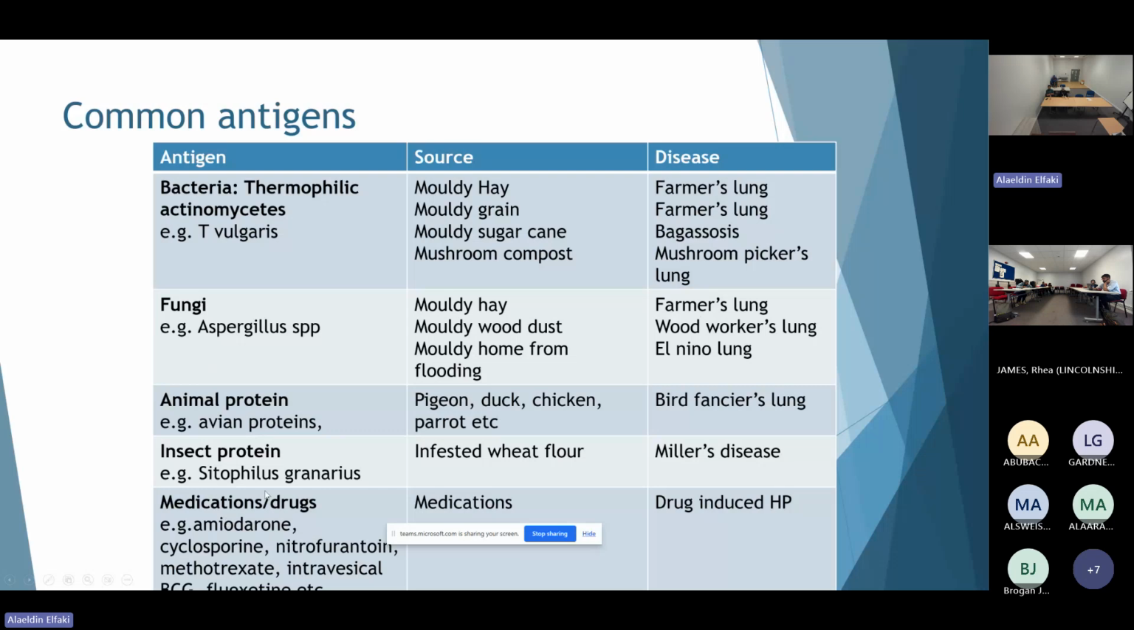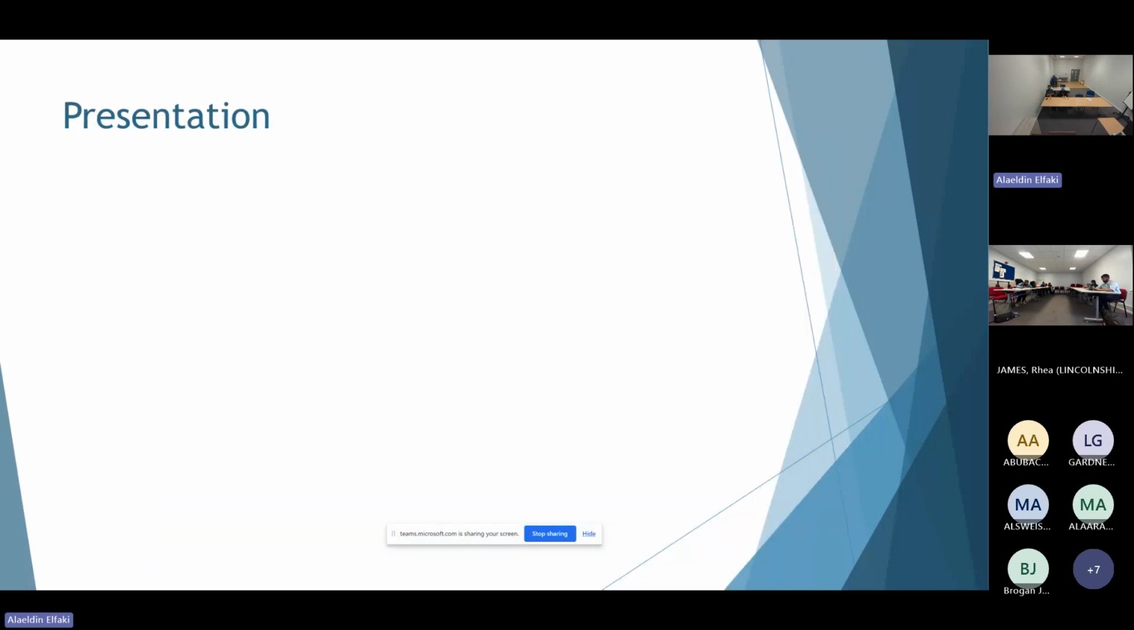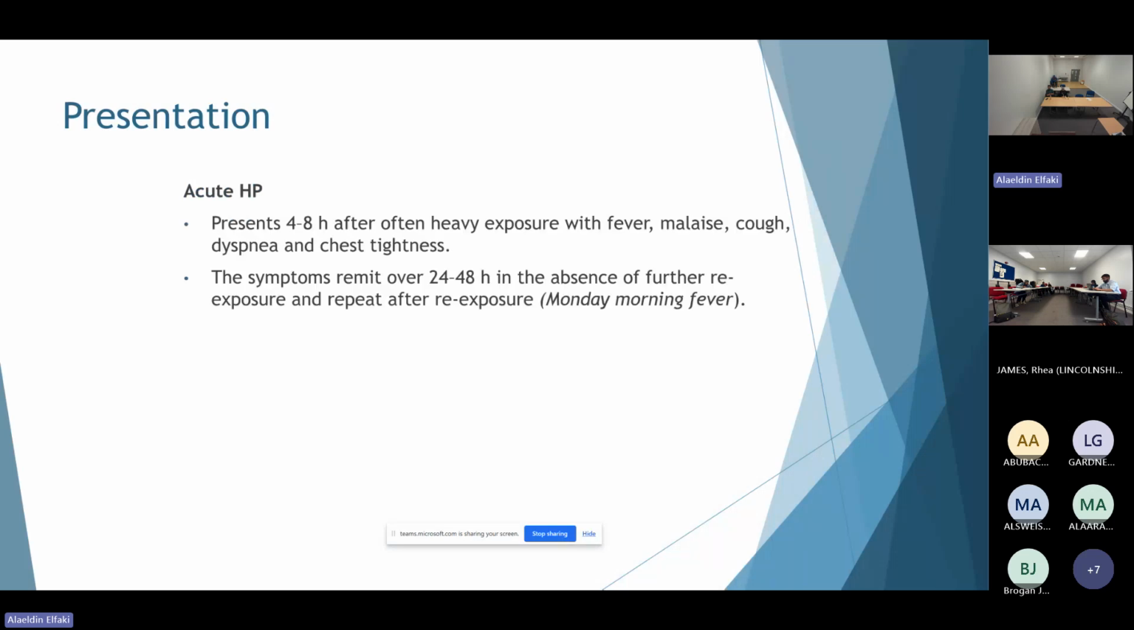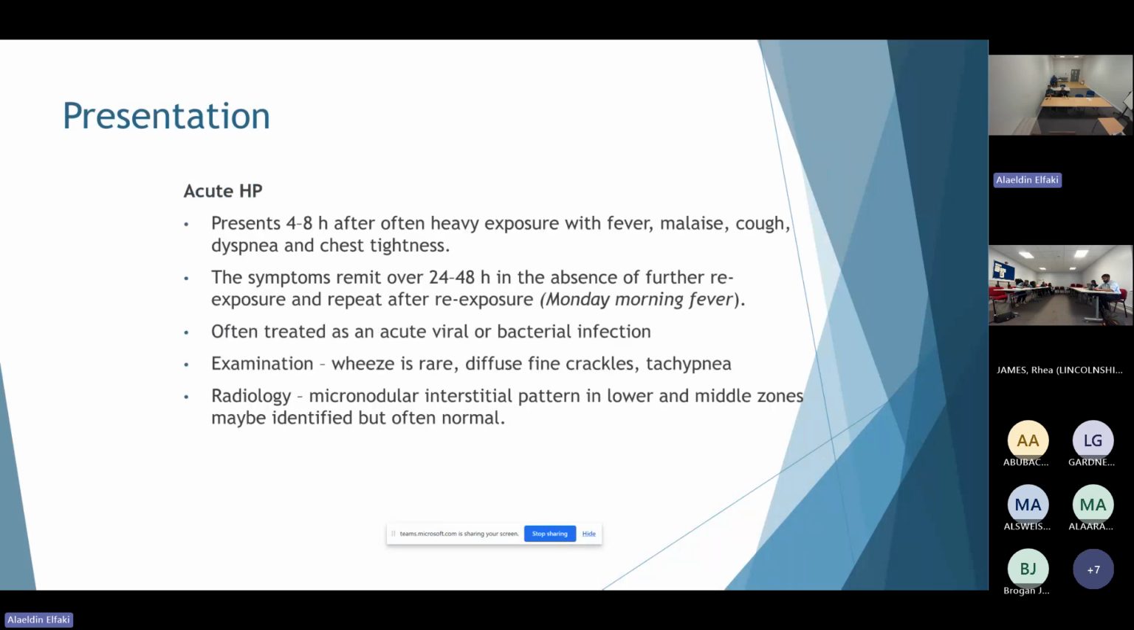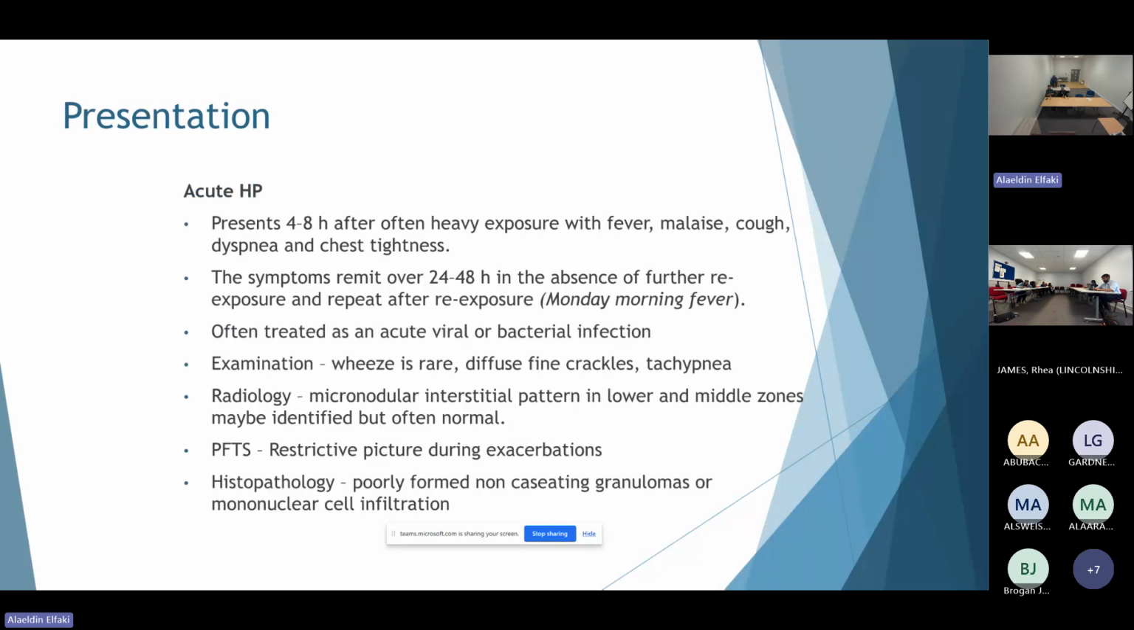Yeah, so there are many antigens that might be related to hypersensitivity pneumonitis. The acute presentation usually happens 4 to 8 hours after exposure, with prodromal symptoms of fever, malaise, cough, dyspnea and chest tightness, similar to any kind of infection, but it's a different antigen exposure.